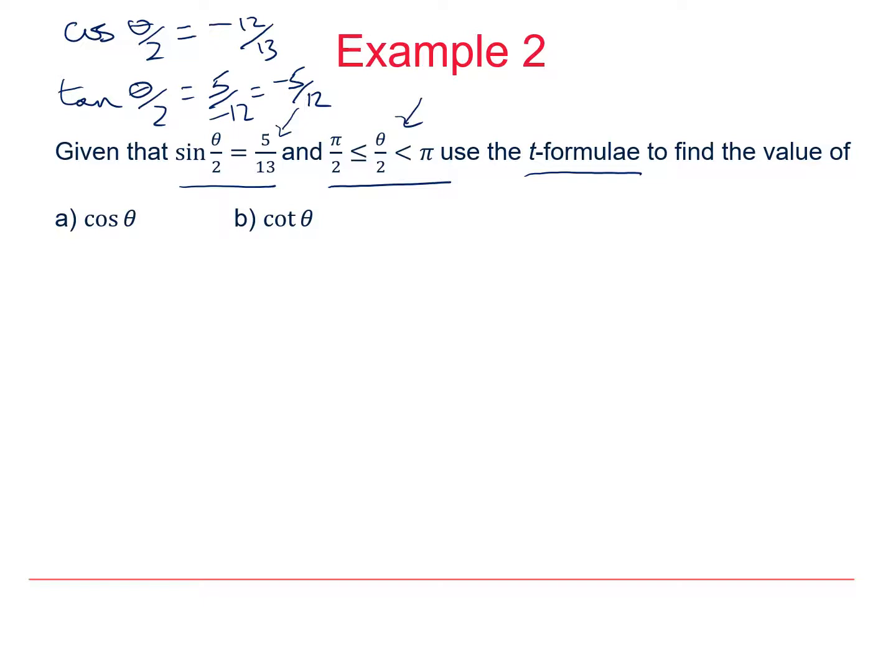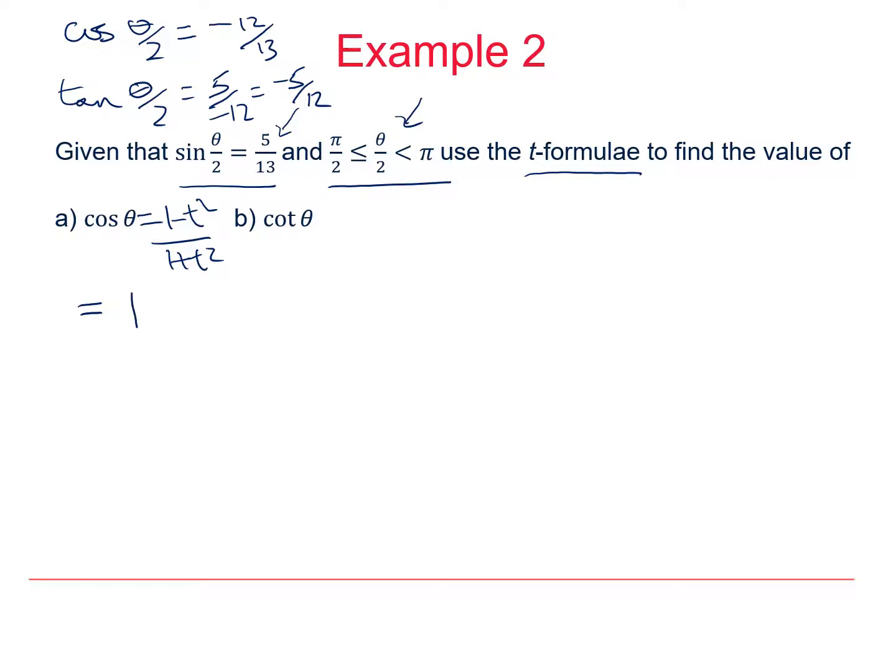Right, so now we can start working on the meat of the question. So cos theta is going to be equal to 1 minus t squared over 1 plus t squared. We can now substitute in the value of minus 5/12 into these terms.